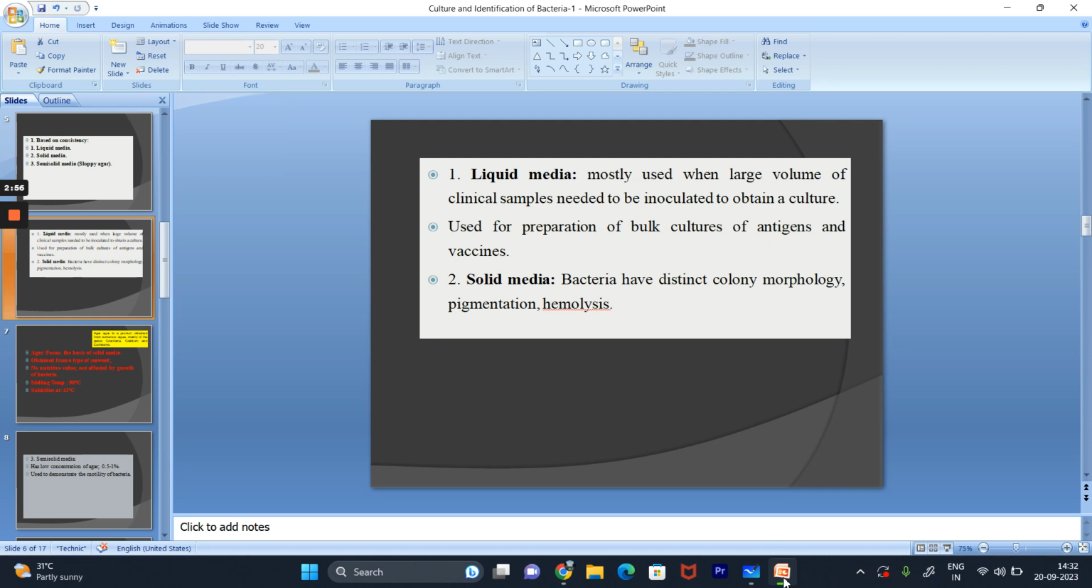Second is the solid media. These media are mostly used for the isolation of bacteria to have distinct colony morphology, to study their pigmentation and hemolysis patterns like alpha, beta, and gamma hemolysis.